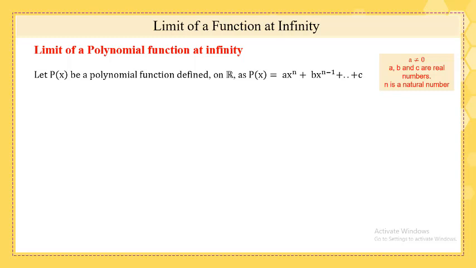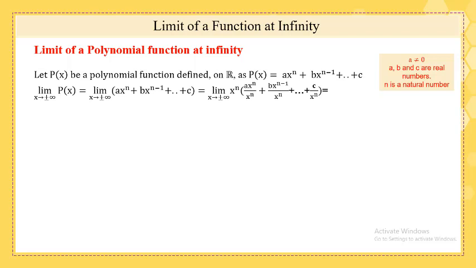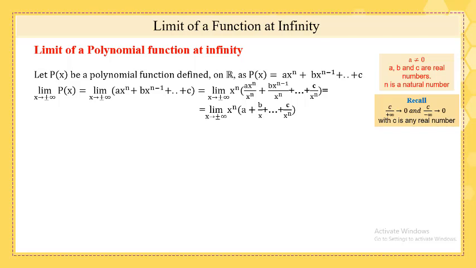Let's factorize by taking x^n as a common factor. Between parentheses we'll have a x^n over x^n, b x^(n-1) over x^n, plus etc., c over x^n. But we know that a constant over plus or minus infinity tends to 0, then we deduce that the limit of our polynomial will be the limit of a times x^n. We call this the leading term method.